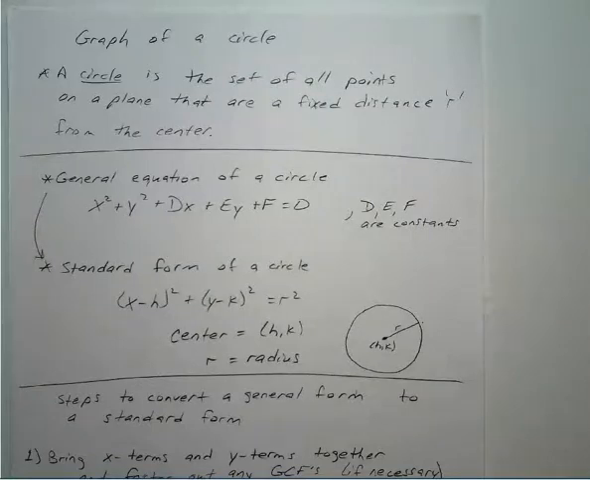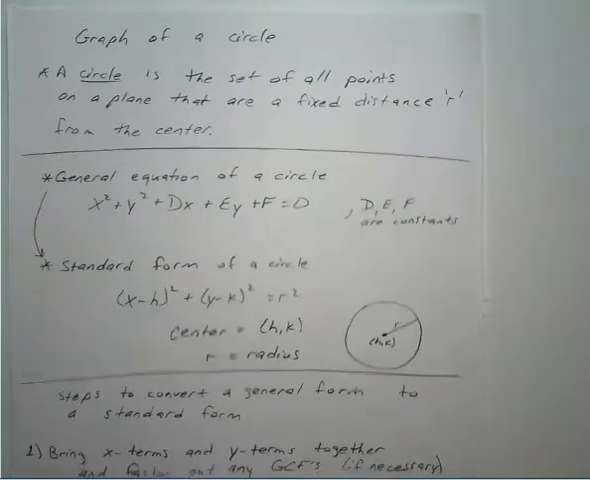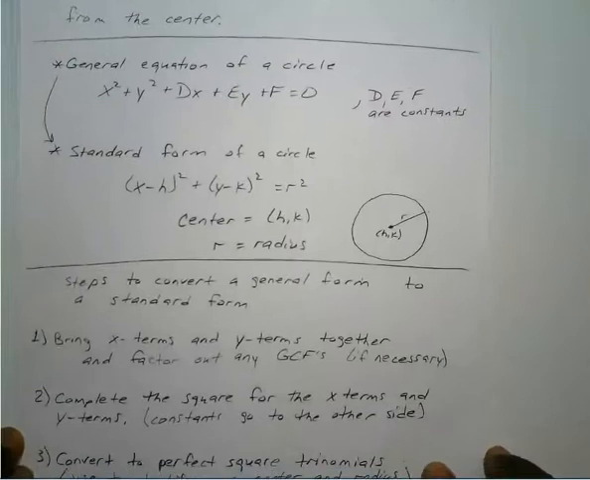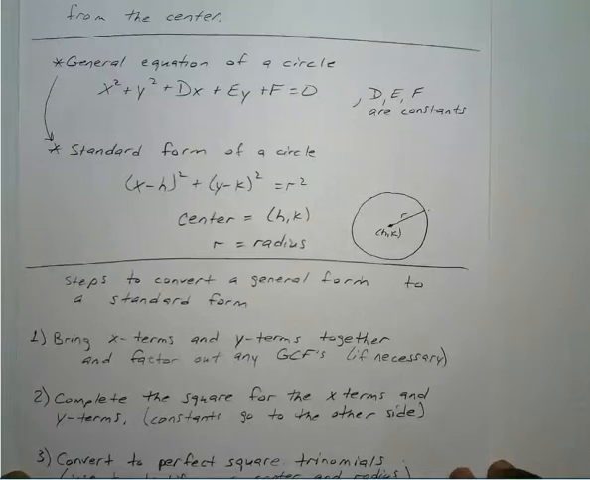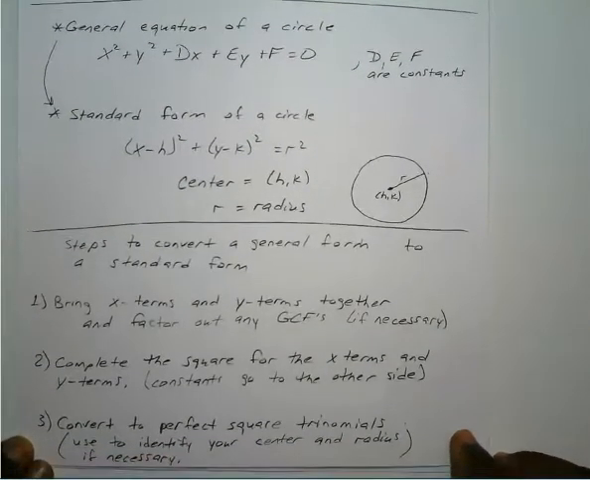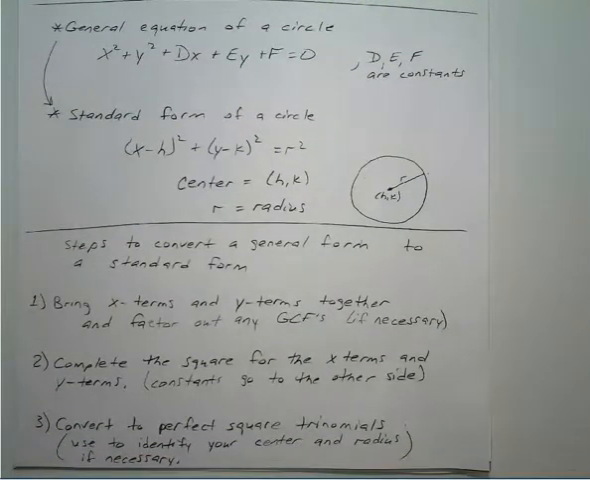Now we're going to look at the steps to convert from the general form to your standard form. The first thing you want to do is bring your x and y terms together. Then factor out any greatest common factors if necessary. I'll show you all of these on the example step by step.